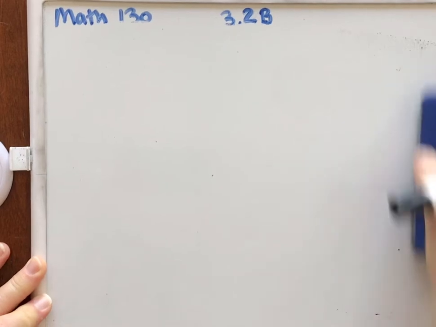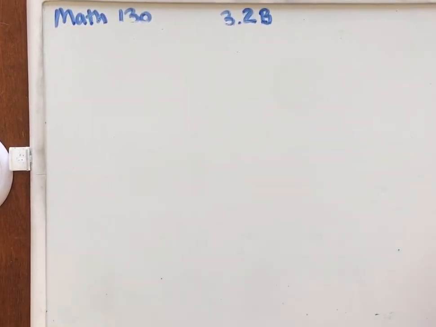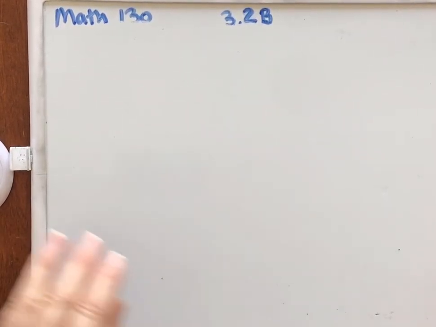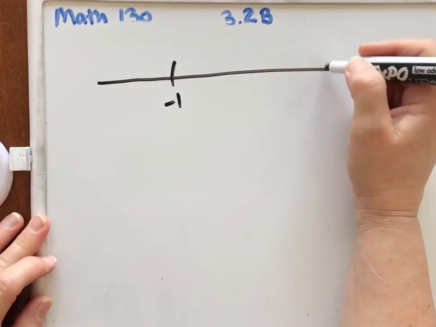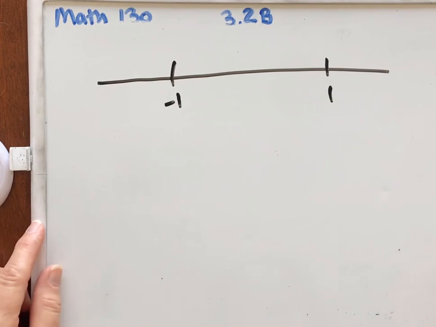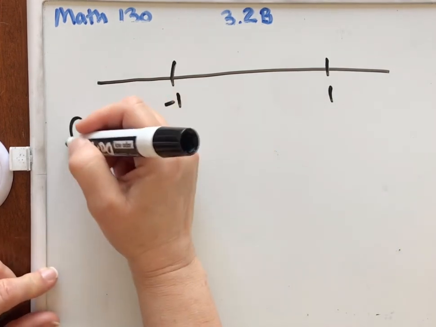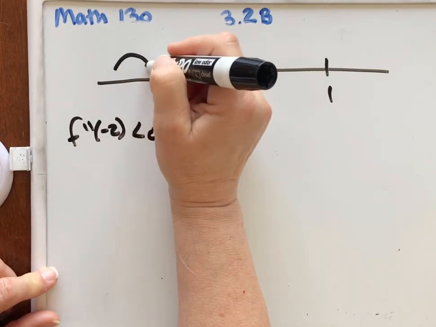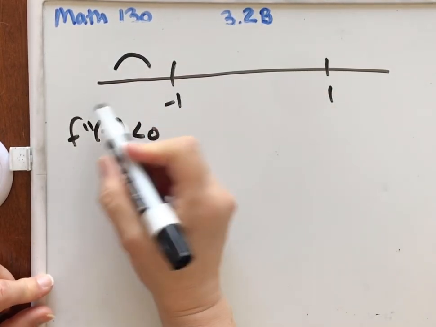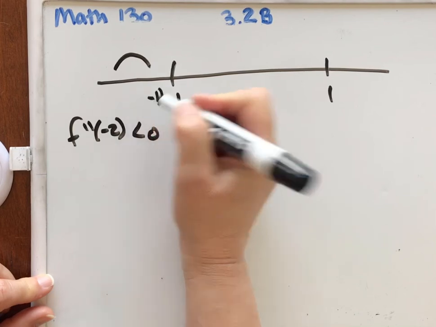Actually, you may want to look at it this way. We also have an inflection point. Okay, so we have -1 here, 1 here. And we said f double prime of -2 is less than 0. Therefore, it's concaving down from -infinity to -1.